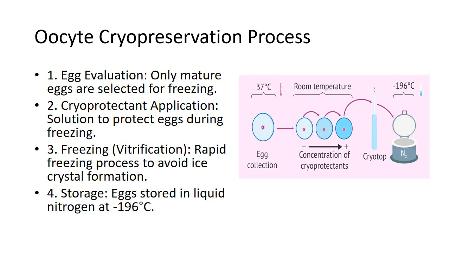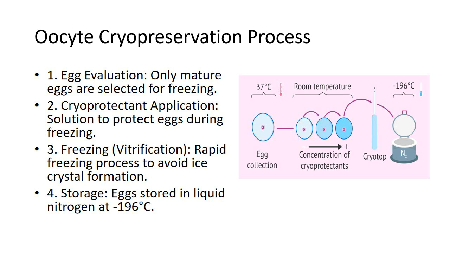4. Oocyte cryopreservation freezing techniques. Once retrieved, the eggs are evaluated and frozen using one of the following techniques. 1. Slow freezing, an older method: a gradual freezing process to avoid ice crystal formation, with lower success rates due to potential egg damage.